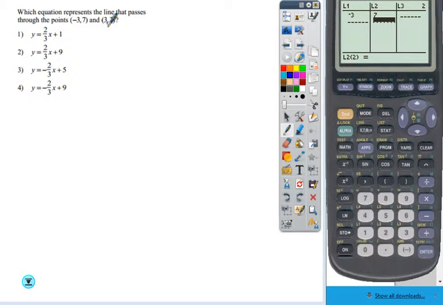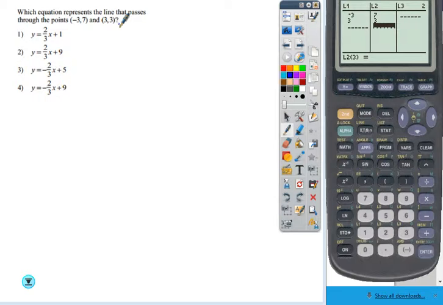Now we must put in +3, 3. So once again, we go to our calculator, we go to our L1, we put in +3, enter, and now we go to our L2 and we put in +3, enter. You can now see that we have both points that we need to write our equation of this line.